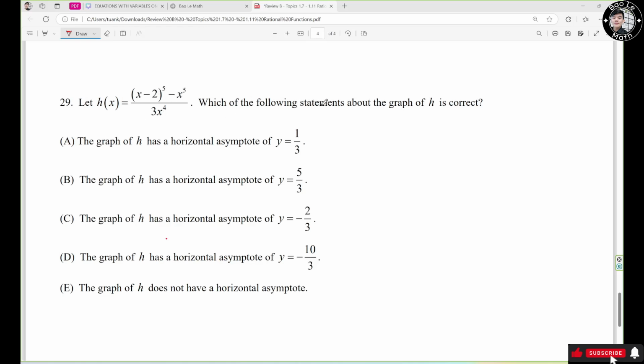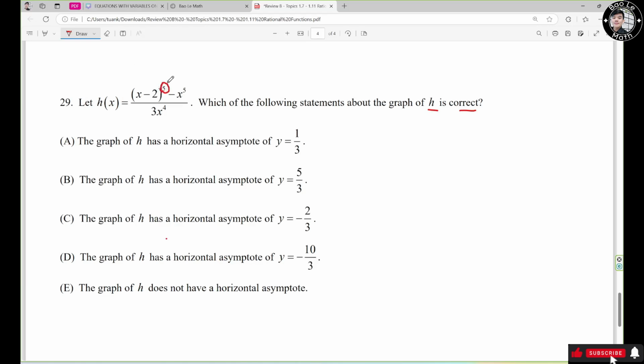Which of the following statements about the graph of h is correct? In order to do this one, you need to revisit the concept you learned before, which is the binomial theorem or Pascal's triangle. Please check out the link in the description below to review the whole concept. You see the power of 5 right here. You need to expand this one using the binomial theorem or Pascal's triangle.